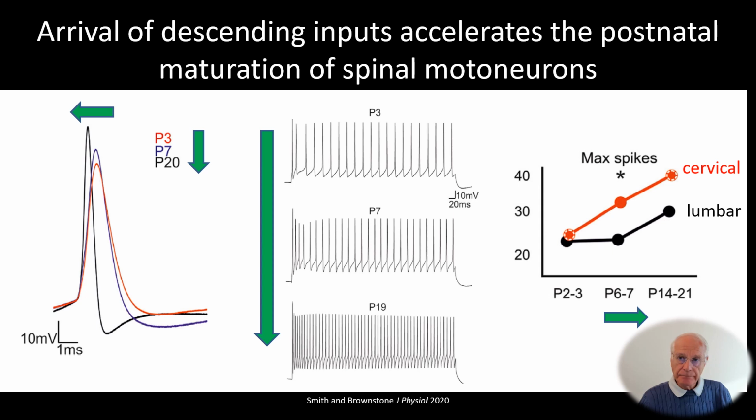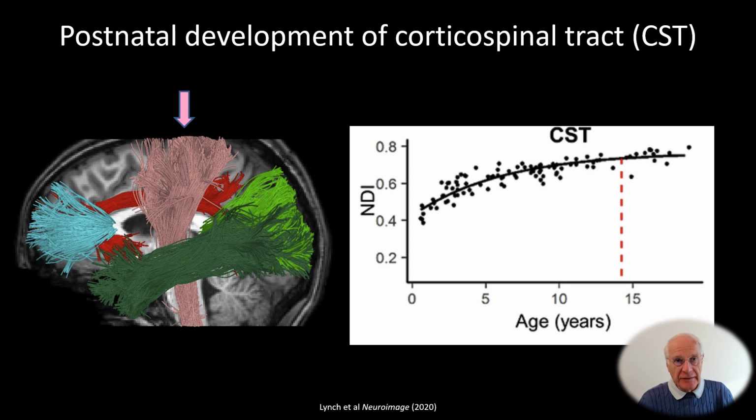Although the corticospinal tract innervates the spinal cord before birth, its myelination occurs postnatally between 1 and 2 years of age, but the tract does not fully mature until adolescence. On the left, brain tractography obtained with magnetic resonance imaging shows the corticospinal tract in pink. On the right, the volume of the corticospinal tract increases with age, reaching a plateau at about 15 years.